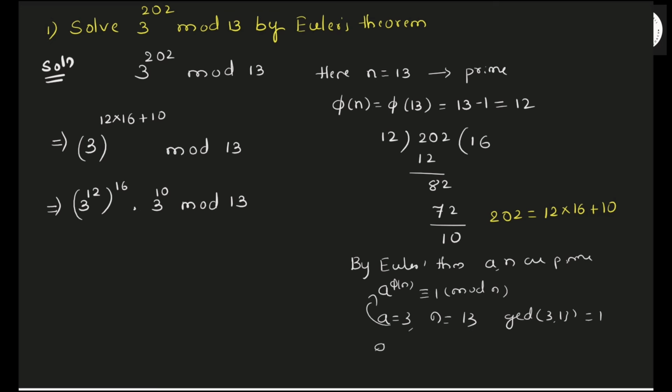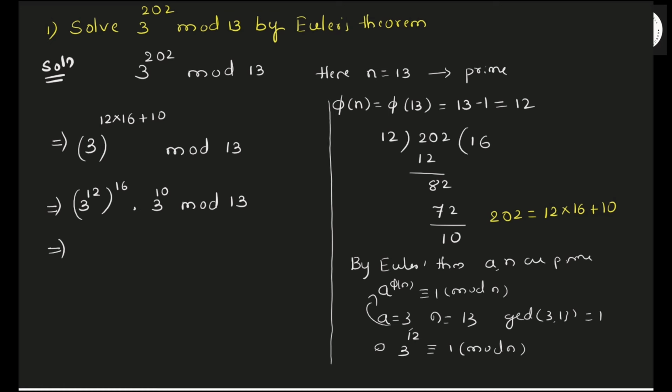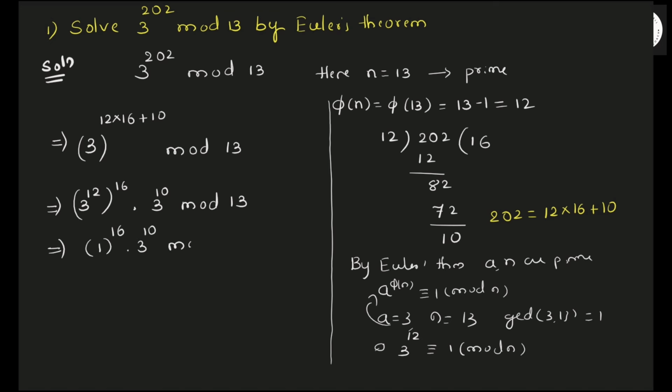Here a is 3, and phi of n is phi of 13, which is 12. So 3 raised to 12 is congruent to 1 mod n. In place of 3 raised to 12, you can put 1. So it is 1 raised to 16 into 3 raised to 10, mod 13. 1 raised to 16 is 1. Now we need 3 raised to 10 mod 13.